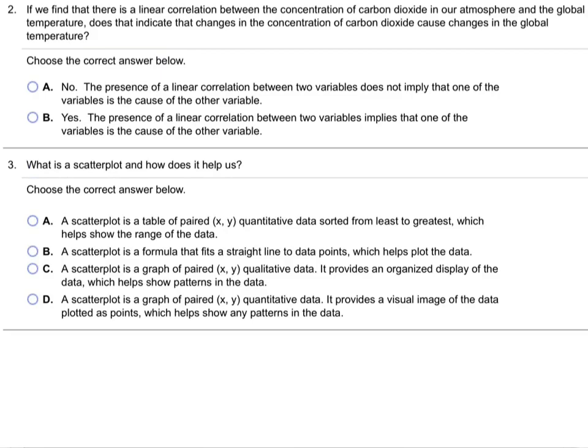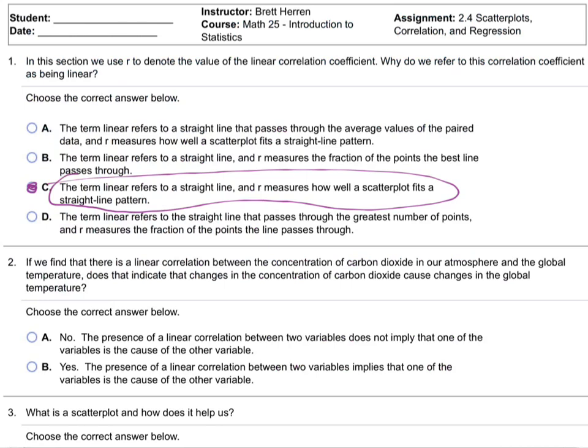So let's go back. Where were we? So that's what R is. It's how well the scatter plot fits a straight line pattern. All right, let's go to number 2. We good with that? To number 2.